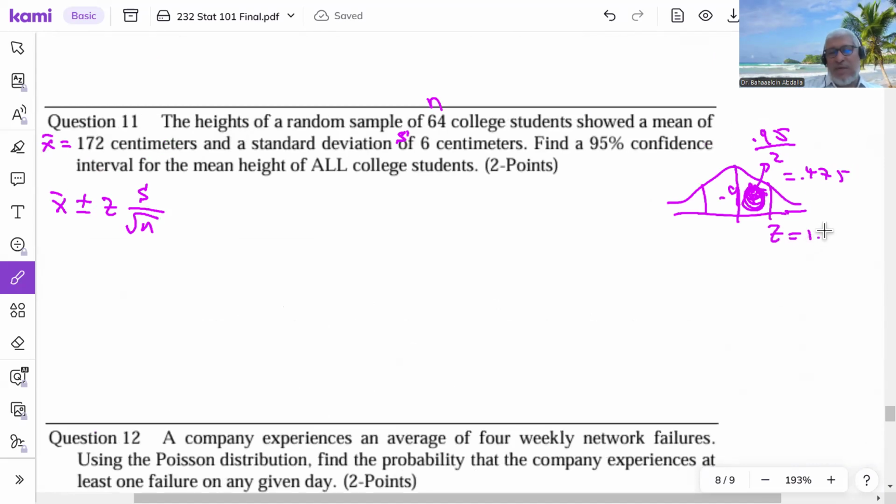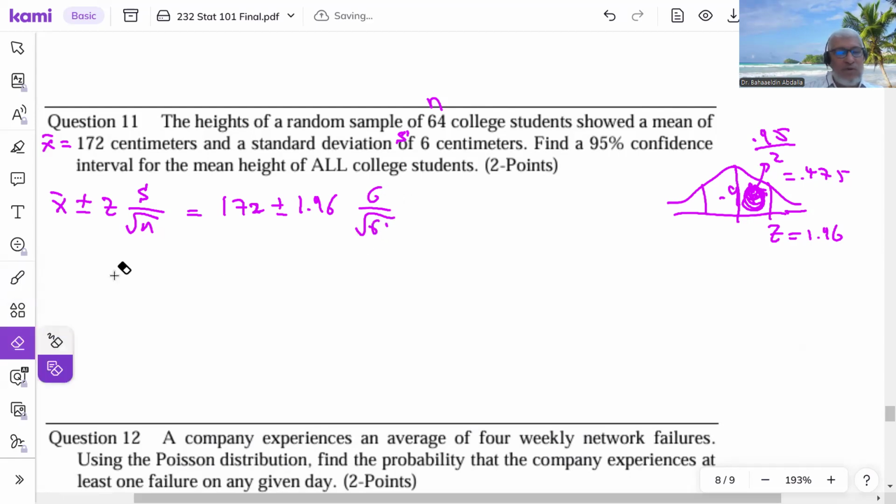So the critical value Z is 1.96. X bar is 172 plus or minus 1.96 times S, which is the standard deviation, 6, over the square root of n. What is n? 64. The square root of 64 is just 8. If you calculate this, you will find 1.47.